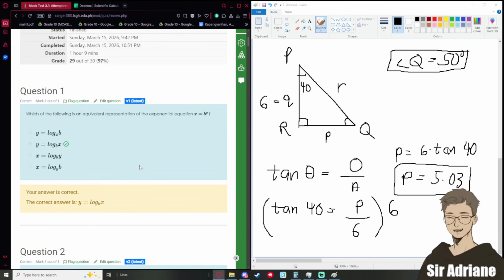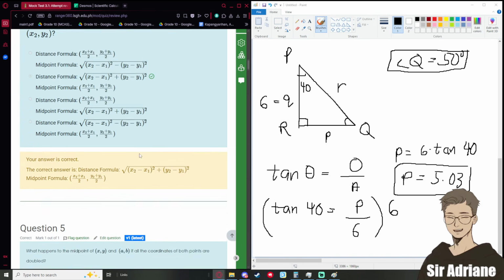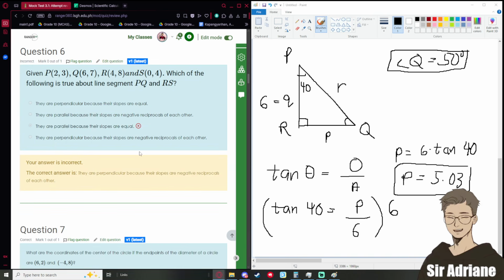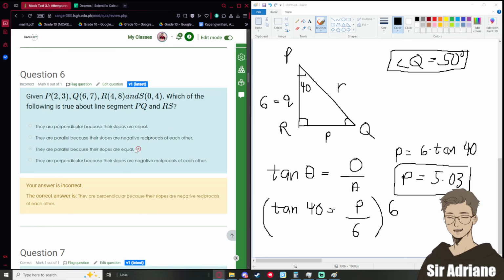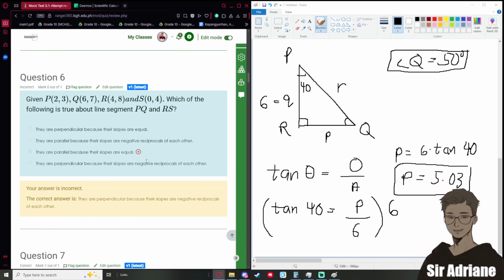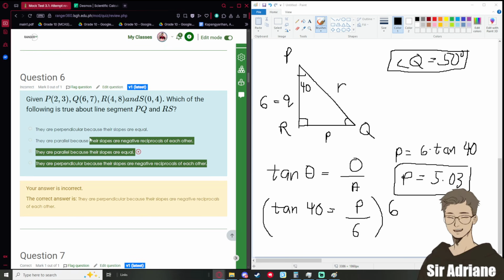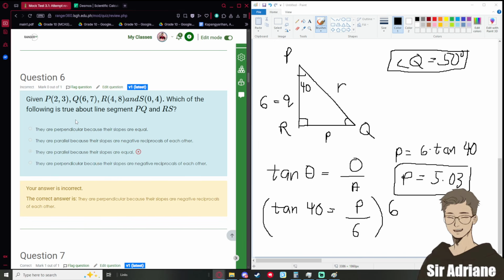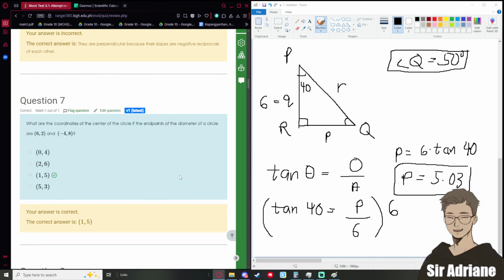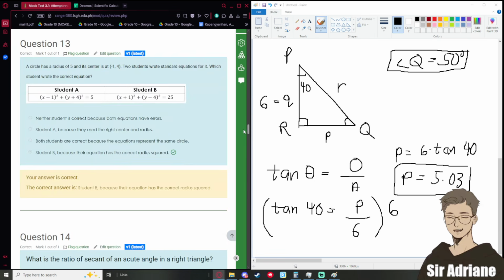Okay, so let's just review all the answers. I think there are some errors. So for this one, it's an error in the test. So we're gonna do some revisions in the key to corrections. But this is the correct answer. They are parallel because their slopes are equal. And everything else seems correct.